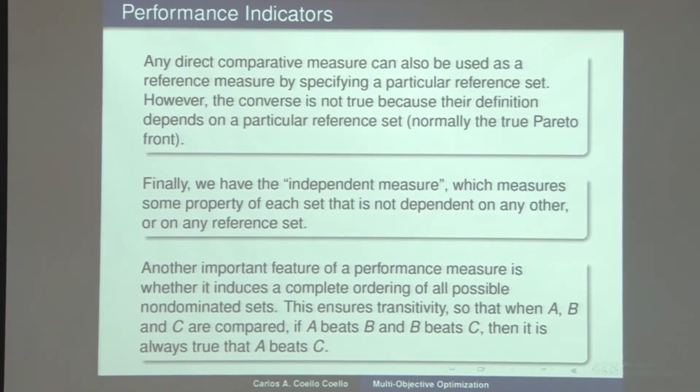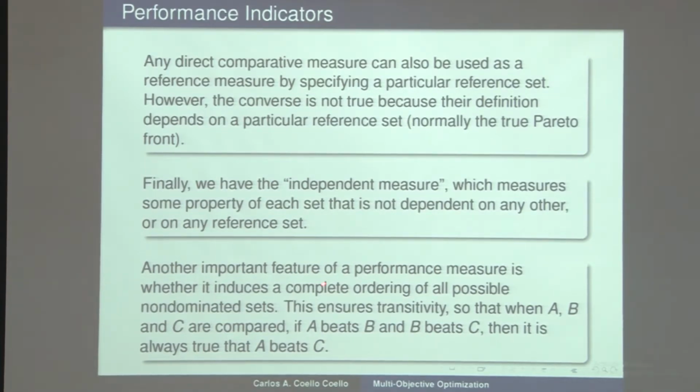Direct comparative measures can also be used as reference measures if we specify a particular reference set. However, the converse is not true because for performance indicators that require a reference set, the reference set is normally the true Pareto Front, and this cannot be modified. This we cannot adapt. And finally, we have independent measures. Independent measures do not depend on any reference set or on the outcome of another algorithm. That's what they are called, independent.